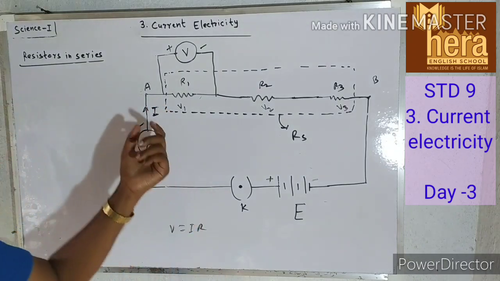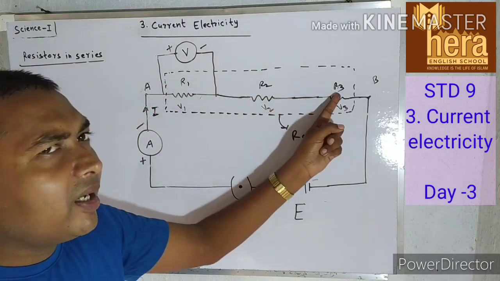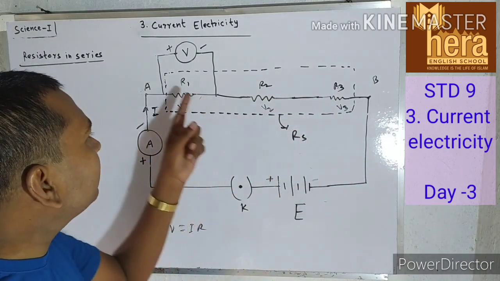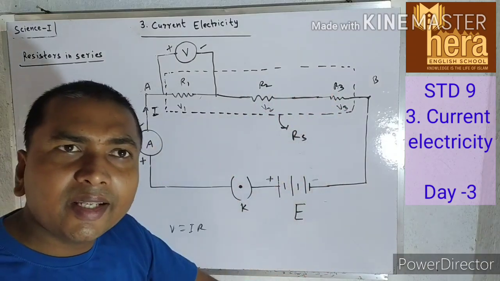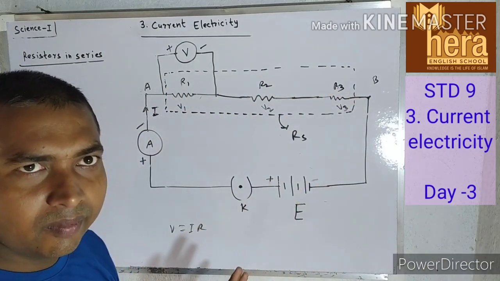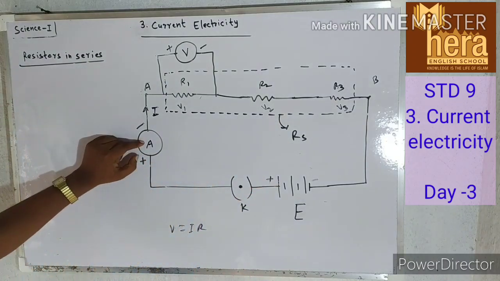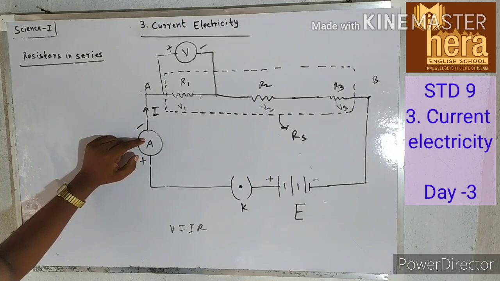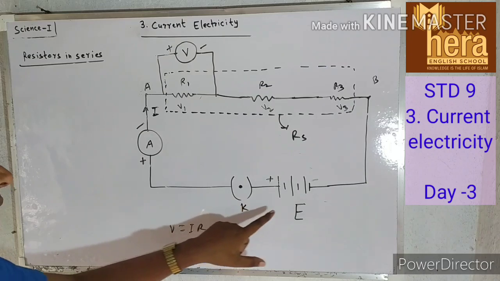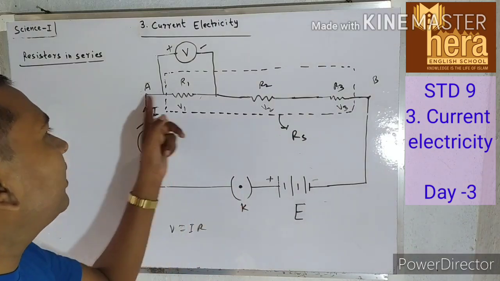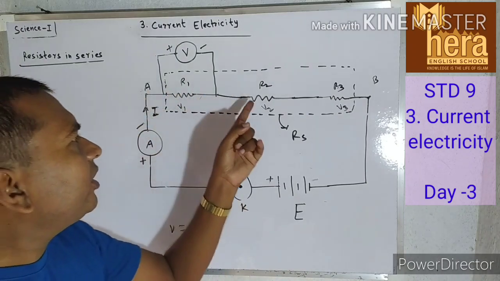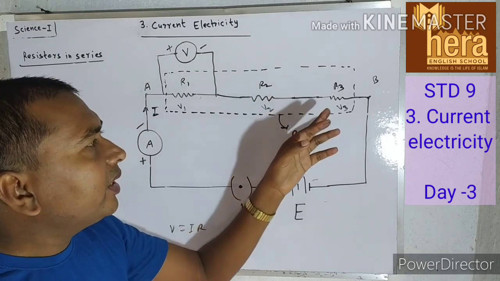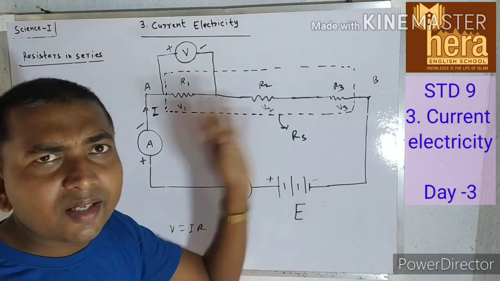What will you write? Let there be three resistors having resistance R1, R2 and R3, which are connected in series between point A and B. There is an ammeter connected in the circuit which measures the total current flowing in the circuit. K is the switch and E is the potential difference between point A and B. V1 is the voltage drop across R1, V2 is the voltage drop across R2, and V3 is the voltage drop across R3.